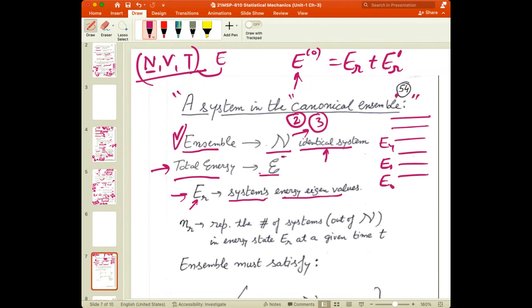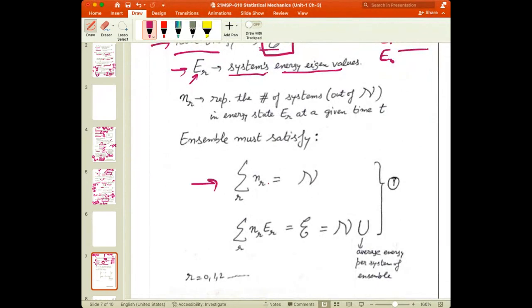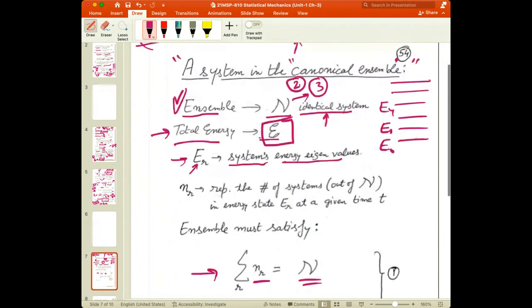But the total is going to remain constant. This is not going to vary. And in fact, we can write these conditions very easily. If I sum over all the numbers of ensemble elements on various energy eigenvalues, this sum has to be equal to the total number of ensemble elements. And if, as I'm saying, maybe three systems are in energy eigenvalue E1, and maybe one in E4, and so on.